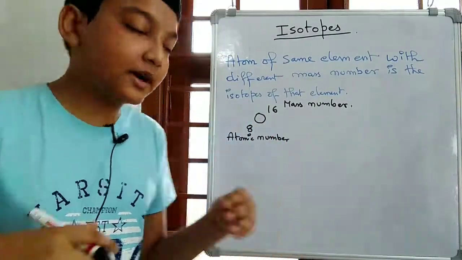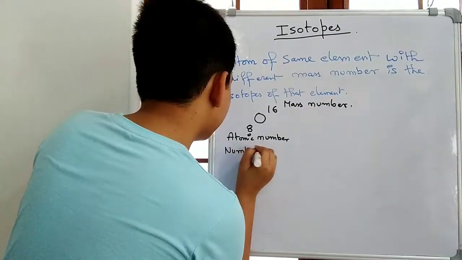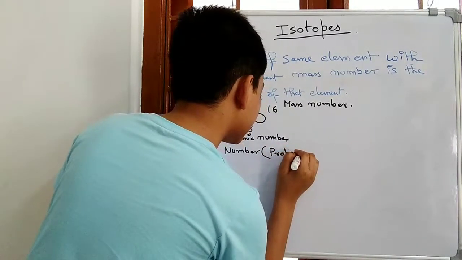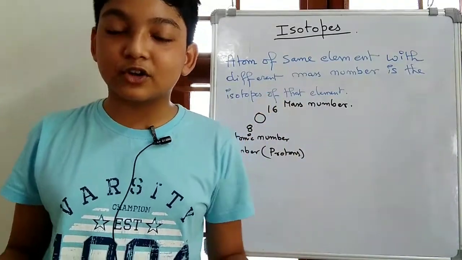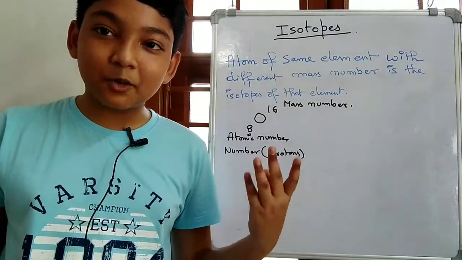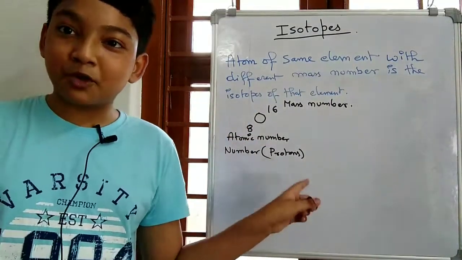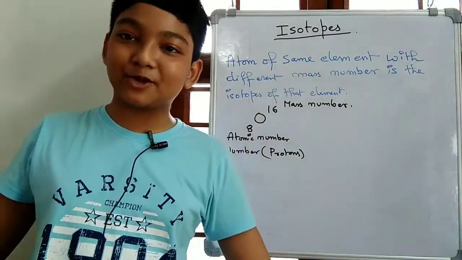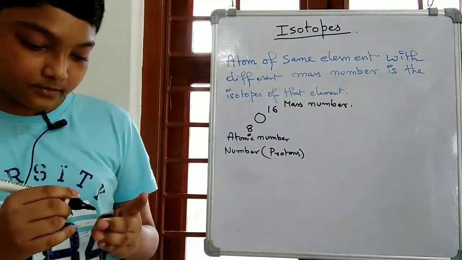What is the atomic number? Atomic number is the number of protons. You know the subatomic particles: protons, electrons and neutrons. One of them is protons. Protons have a positive charge, and the number of protons is also known as the atomic number, which is 8 for oxygen.